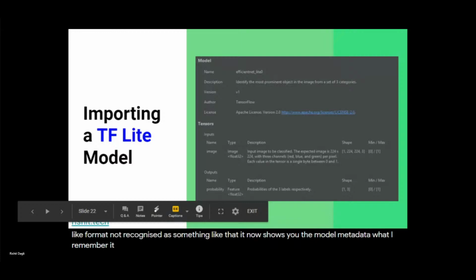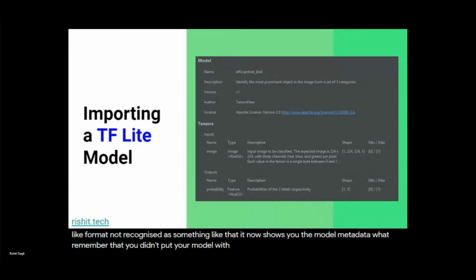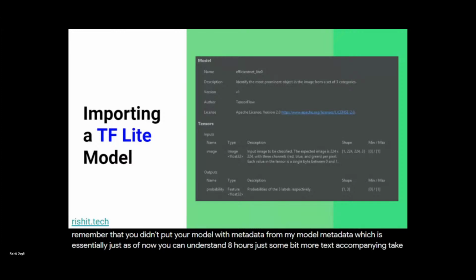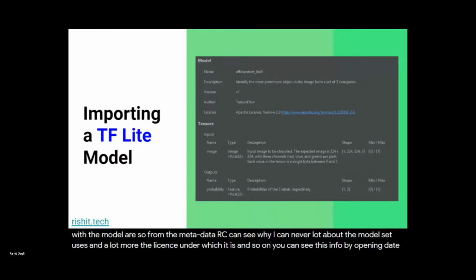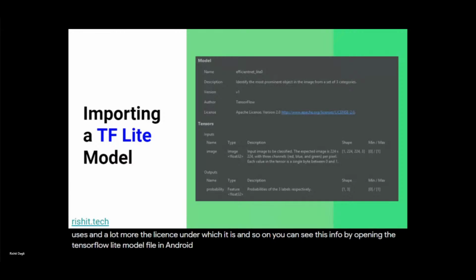Remember I told you earlier that you'd import your model with metadata with the model binding plugin. Now the model metadata is essentially just a bit more text, the accompanying text with the model. From the model metadata, I can know a lot about the model: what input and output shapes it uses, the license under which it is, and so on. You can see this info by opening the TensorFlow Lite model file in Android Studio.